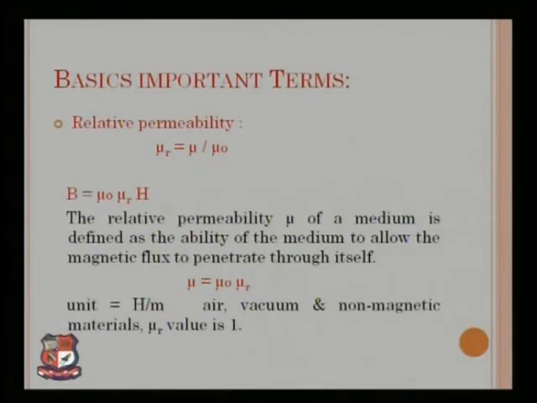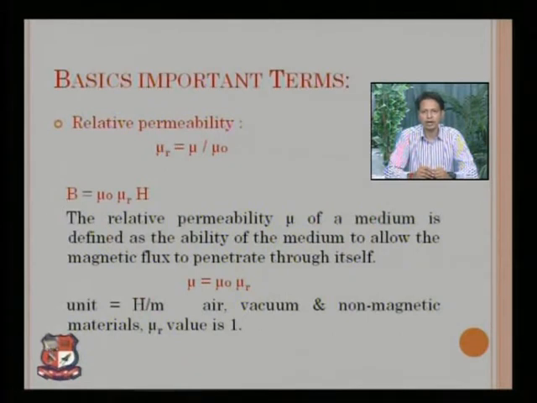Let us move towards the next permeability definition: relative permeability. With respect to mu 0, if we want to check the relative permeability of free space, we can check through this equation: mu r is equal to mu upon mu 0. In this equation, mu r is relative permeability, mu is absolute permeability, and mu 0 in the denominator describes the permeability in free space, which is 4 pi into 10 raised to minus 7.